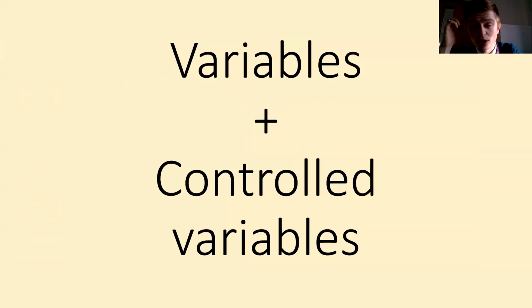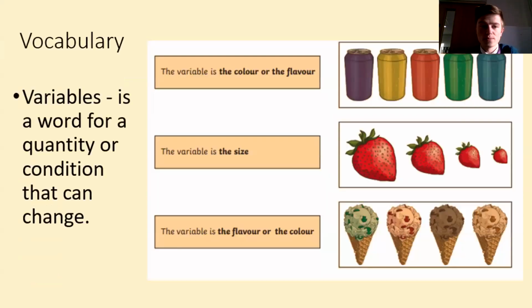So today we're looking at a scientific vocabulary lesson in our flipped classroom video. We're looking at controlled and normal variables. These are two different things, controlled variables and normal variables. Now, normal variables, just variables as they're called, is a word for a quantity or condition that can change. So these are words that do change.